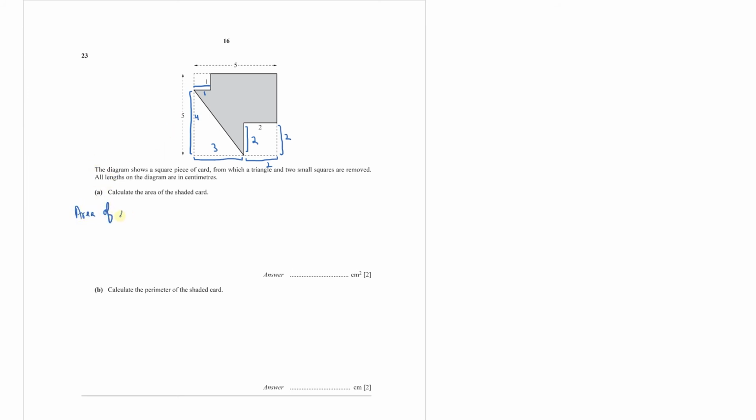So the area of the shaded card will be equal to the area of this big square, which is 5 into 5, then minus the area of this small square, which is 1 into 1, and you subtract this as well, 2 into 2, and minus the area of this triangle here, which is minus 1 by 2 into base 3 and height 4. So 3 times 4. So this is the big square. This is the small square.